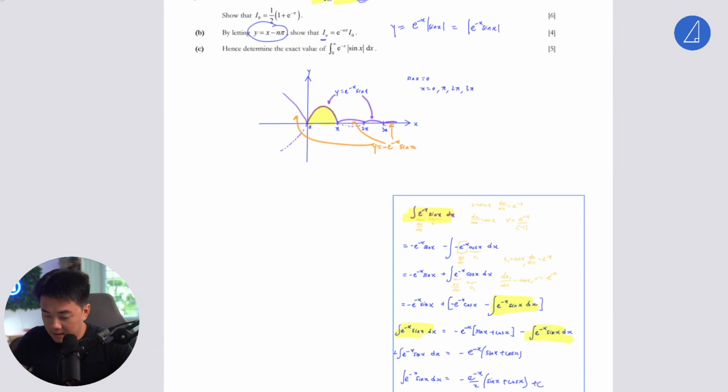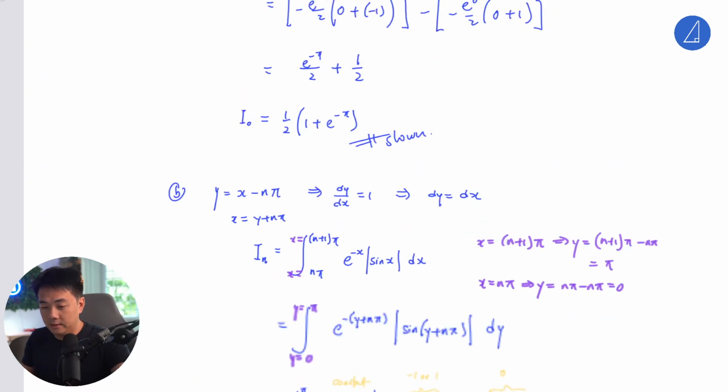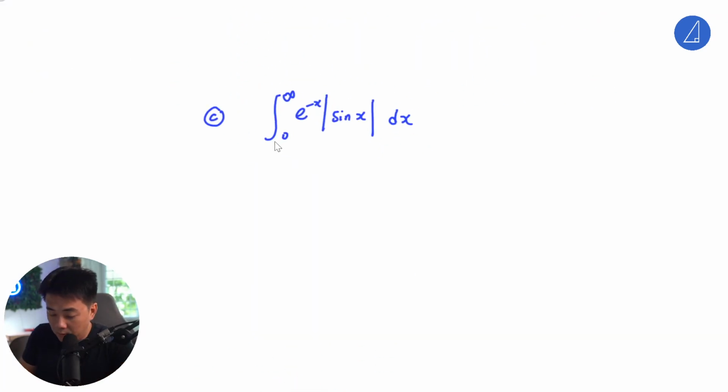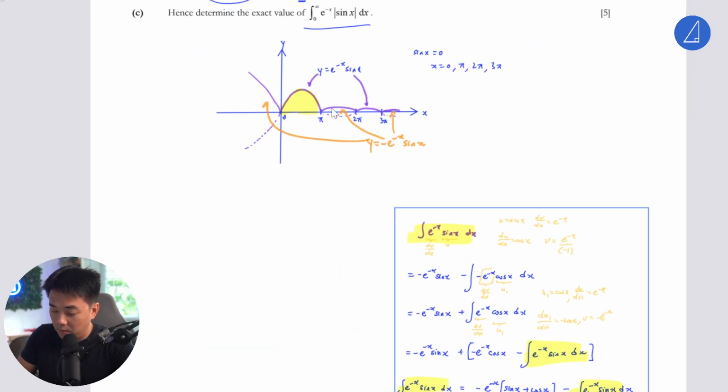Okay, interesting question here. Let's look at part C. C is an interesting one. Hence determine the exact value of this. Let's try and do this. This is important. What do you mean by 0 to infinity? Look back at the graph. Actually, what you want is the sum of this area here: this is I0, this is I1, then this is I2, and so on. You have to just write it down, understanding this is I0, then I1, I2.